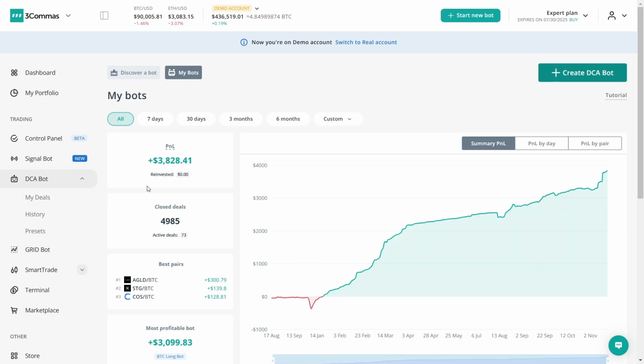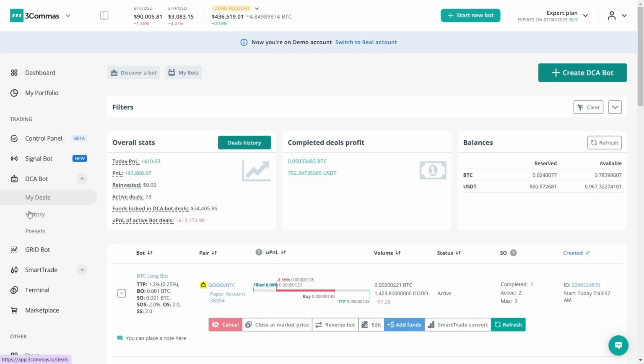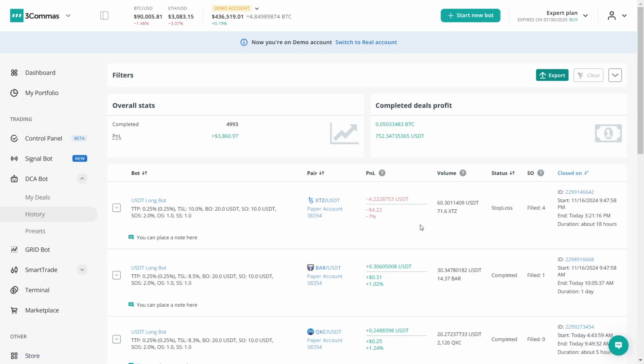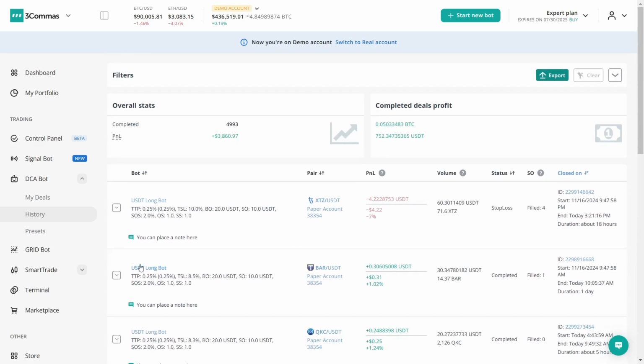So before creating the DCA bot, I will show you that here I can see my deals, which are my actual trades generated by bots. Okay, and here I can see the deals that are still open. I can go to my history here to see my closed trades. So any trades that my bots already closed, and if they got profit or loss. Okay, and you also can have some presets here that I'm not going to cover in this video. Okay, so I will pause the video again, and when I return, I will start creating our bot.